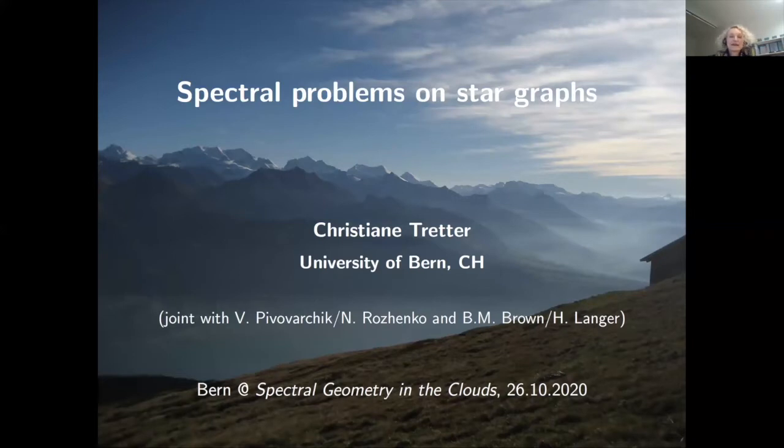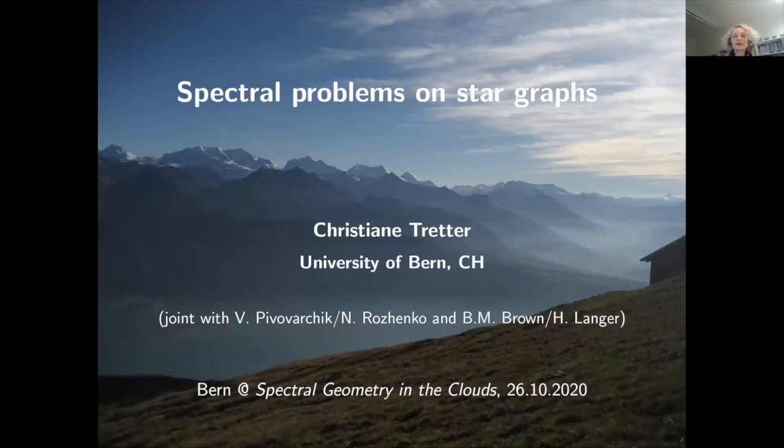So my talk today will be based on joint work with various people. So there will be papers with Slava Pivovarchik and Natalia Rozhenko on the one hand, in the more or less first 2/3 of the talk. And then in the last part of the talk, I'll talk about some more recent work with Malcolm Brown and Heinz Langer. So the common theme in both these parts are star graphs.